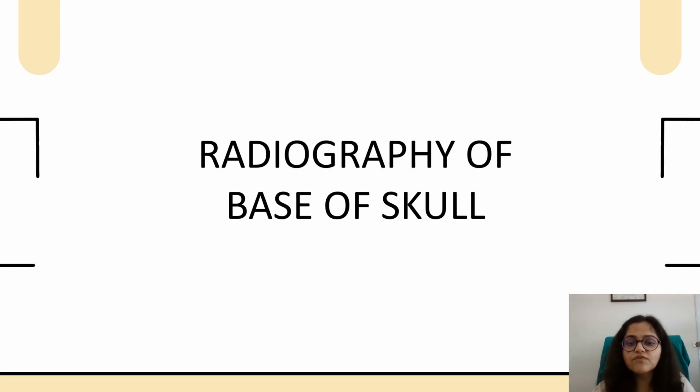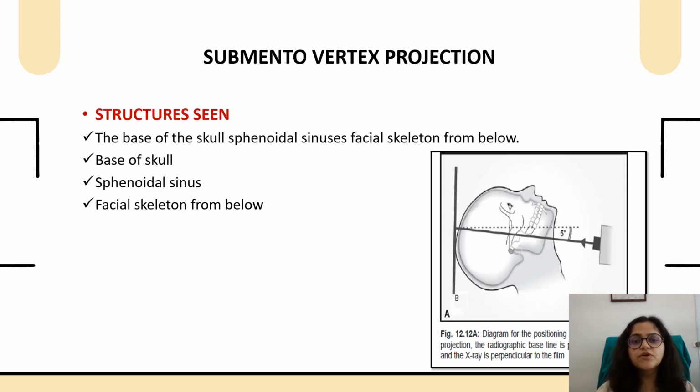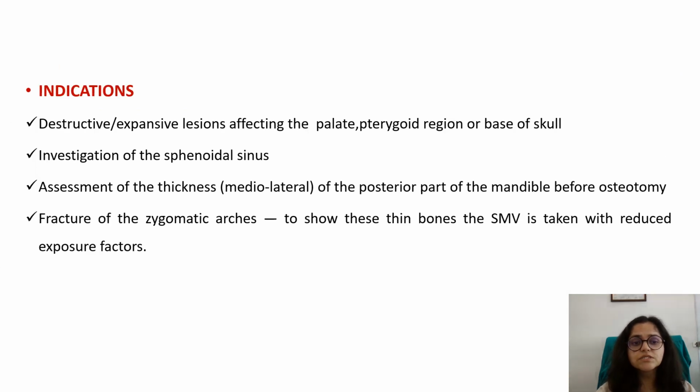Next is the radiography of the base of the skull. In the submentovertex projection, or SMV view, the structures seen are the base of the skull, sphenoidal sinuses, and the facial skeleton from below the skull. Indications of the SMV view are to evaluate any destructive expansile lesion affecting the palate, pterygoid region, or the base of the skull, investigation of the sphenoidal sinuses, assessment of the thickness of the posterior part of the mandible before osteotomy, and any fracture of the zygomatic arches, to show these thin bones.